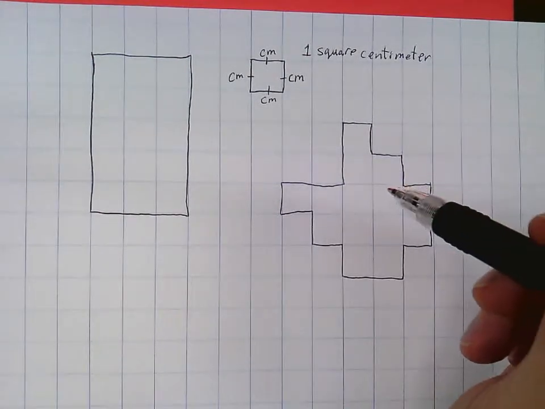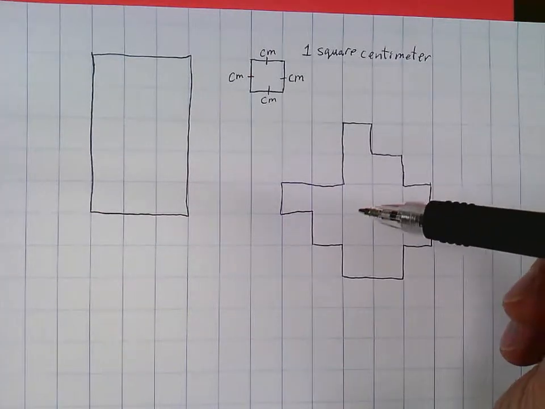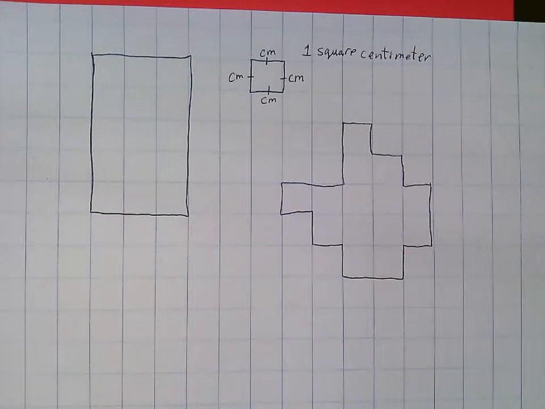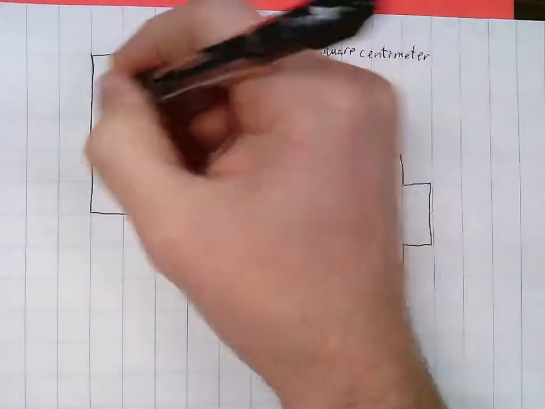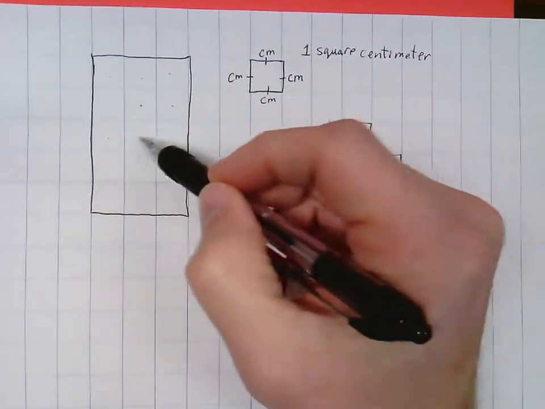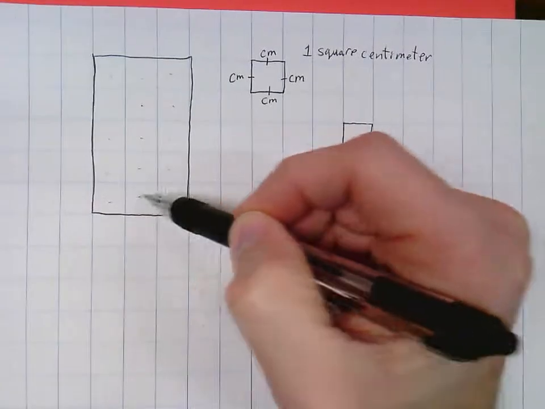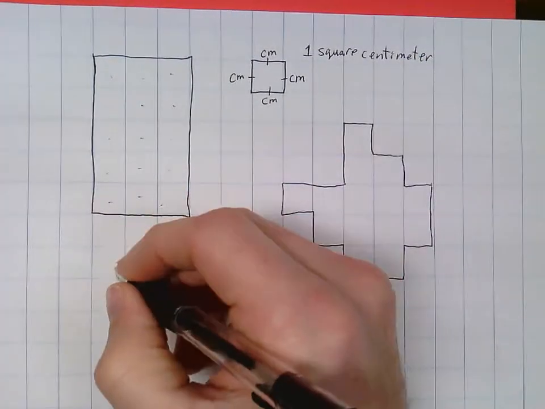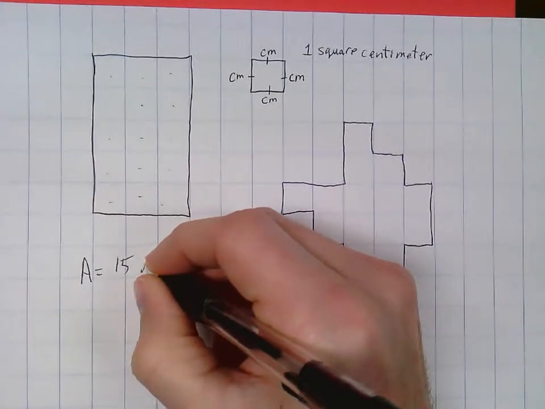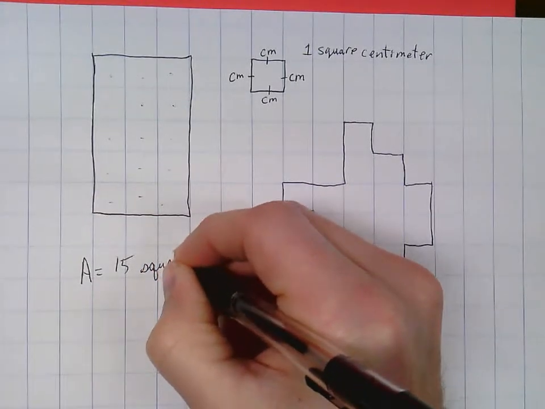So when we measure area, our units are always square units. So I repeat, when we measure area, our units are always square units. Now to figure out the area of this rectangle, it's very, very simple. All I need to do is count those squares on the inside. So 1, 2, 3, 4, 5, 6, 7, 8, 9, 10, 11, 12, 13, 14, 15. So there's 15 squares there. So my answer for area is 15 square units.